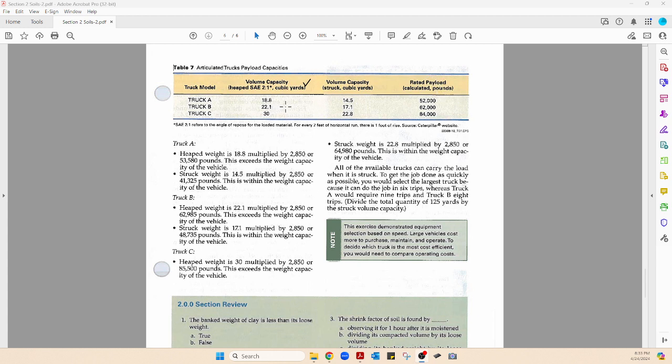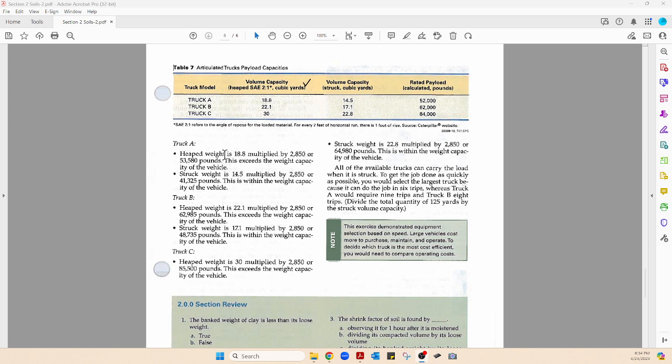The truck B, you go through the same scenario, and its payload is 62,000. You go down here to truck C, and its volume capacity is 30, and its struck capacity, I'm sorry, I've been saying this is heaped and this is struck, its struck capacity is 22.8. That's 84,000 pounds. Now then, that's the capacity of the truck.